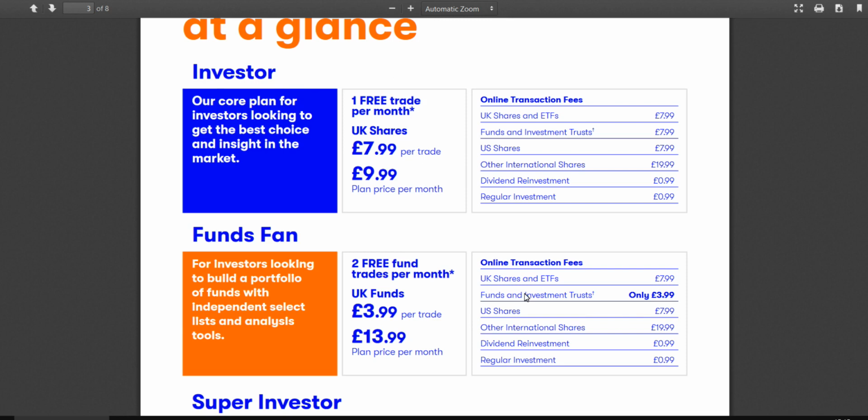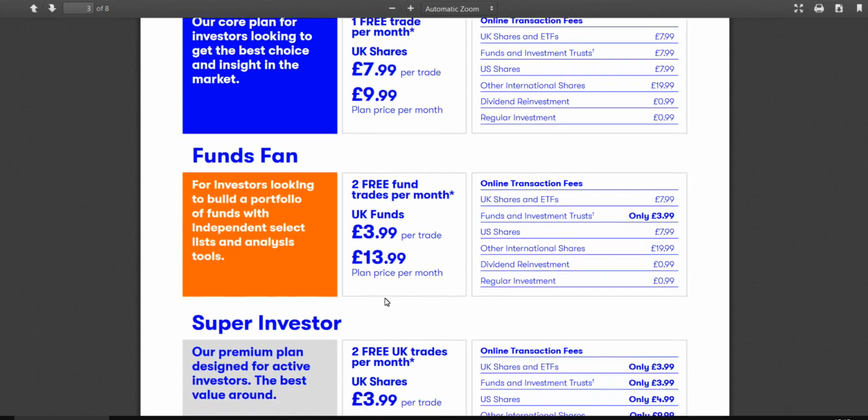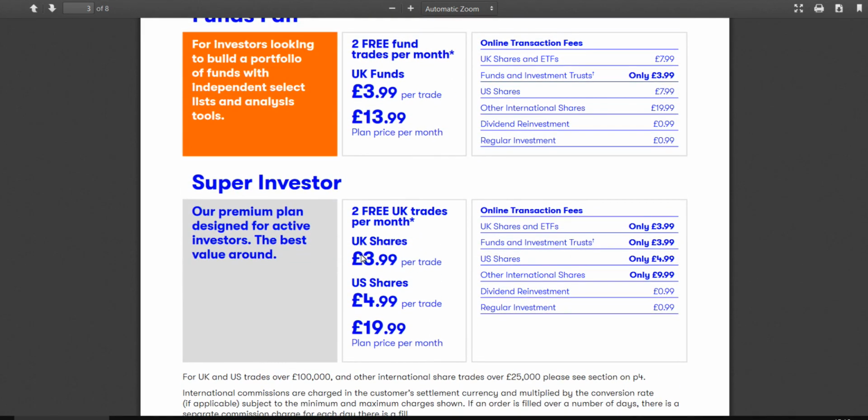But as you can see, here's a nuance here. Funds and investment trusts only £3.99. So this is unusual. All the other ones normally have a price structure for open-ended funds and a price structure for shares. And investment trusts are shares. But in this case, for this price plan, investment trusts are £3.99 as with open-ended funds. So in actual fact, you could do 2 trades in funds or investment trusts, or you could do 1 trade in shares or ETFs. But it's £13.99 a month, and then the super investor is £3.99 for everything, so it's always 2 trades, whether it's a fund or an ETF.